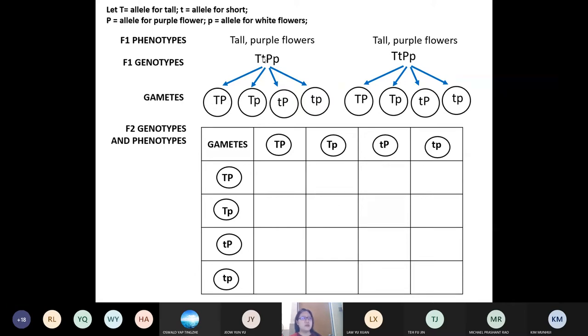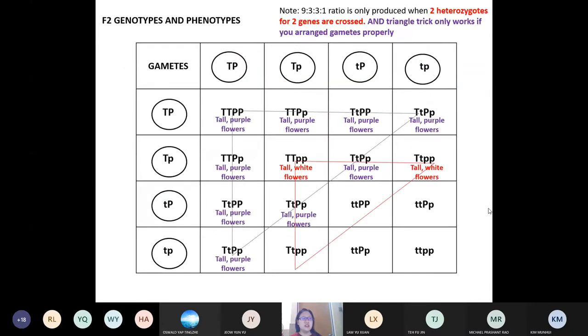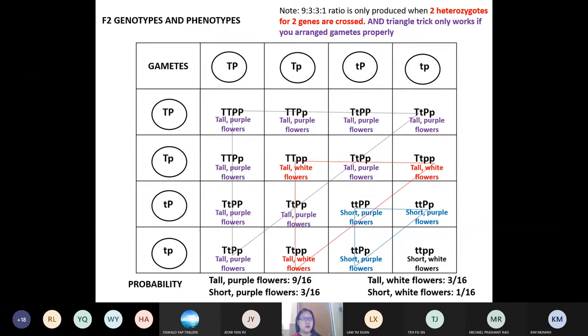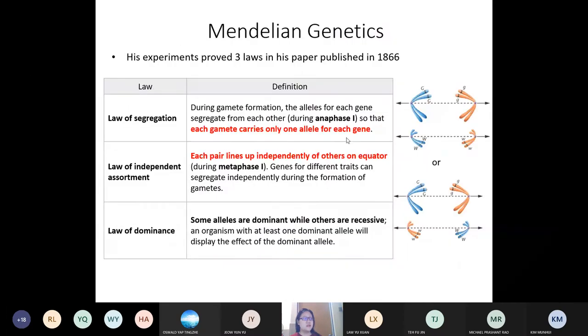And you realize that big T will always be separated from small t, and big P will always be separated from small p. So that is the law of segregation, the idea that the alleles for each gene are separated when gametes are formed. So each gamete only carries one allele for each gene.